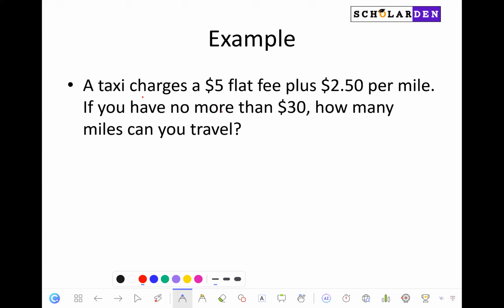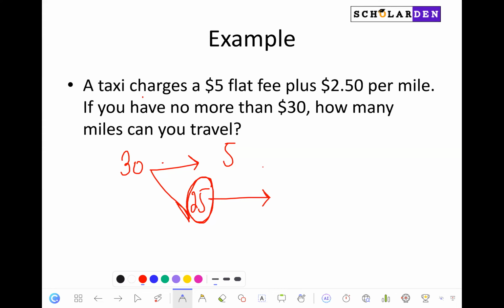Right. So what we want is we don't want our total bill to exceed 30. Out of 30, $5 are going to go towards your fixed fee, and the remainder, which is $25, are going to go towards your travel cost. So now you have effectively $25 for the miles that you can travel.